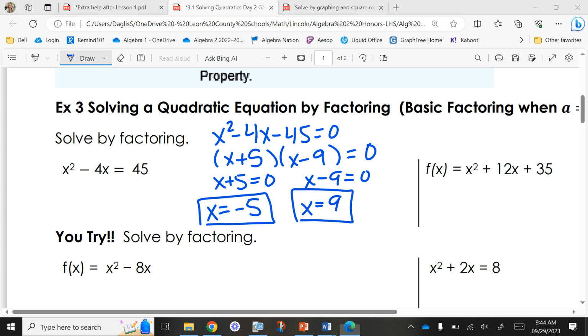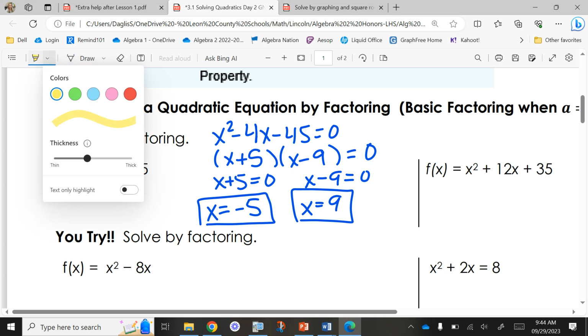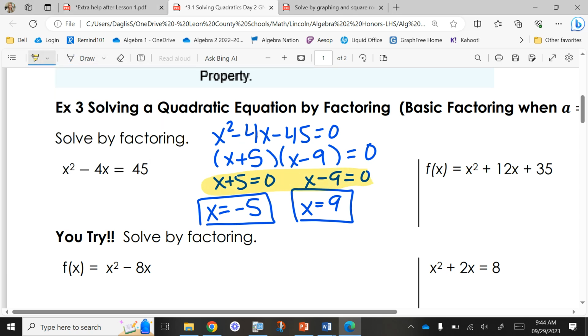That step right here is a step that some people skip when you get really fluent with it, and that's okay. Because remember, inside opposite. So x plus 5 gives me x equals negative 5. So that's fine. Pull it out, change the sign.